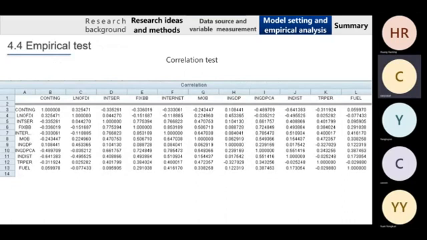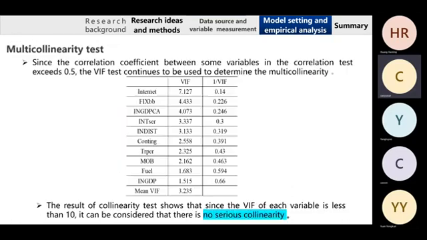And this is the correlation test. Next, this is about the multicollinearity test. Because the correlation coefficient between some variables in the correlation test exceeds 0.5, the VIF test continues to be used to determine the multicollinearity. The result of the collinearity test shows that since the VIF of each variable is less than 10, it can be considered that there is no serious collinearity.